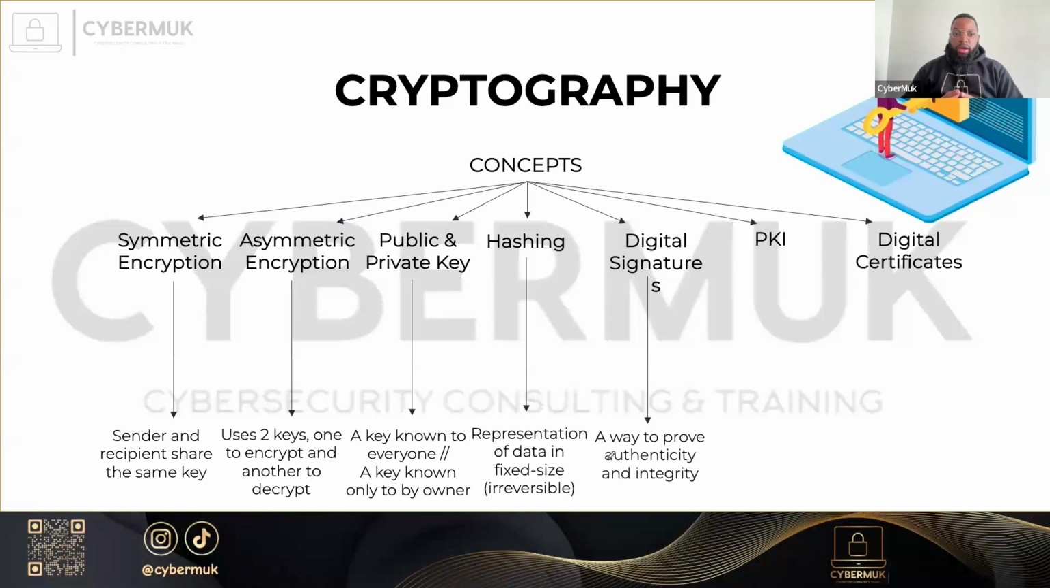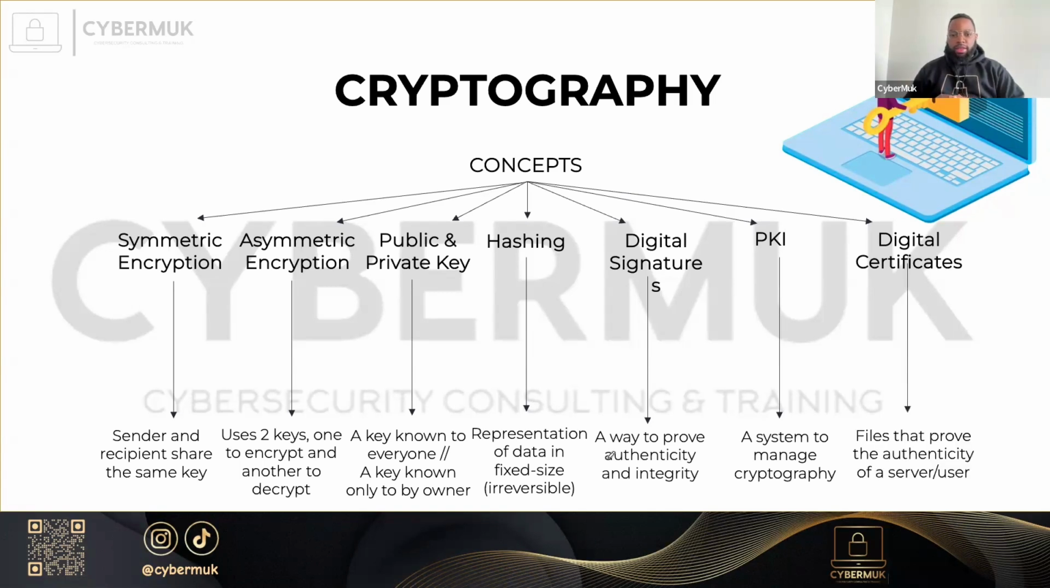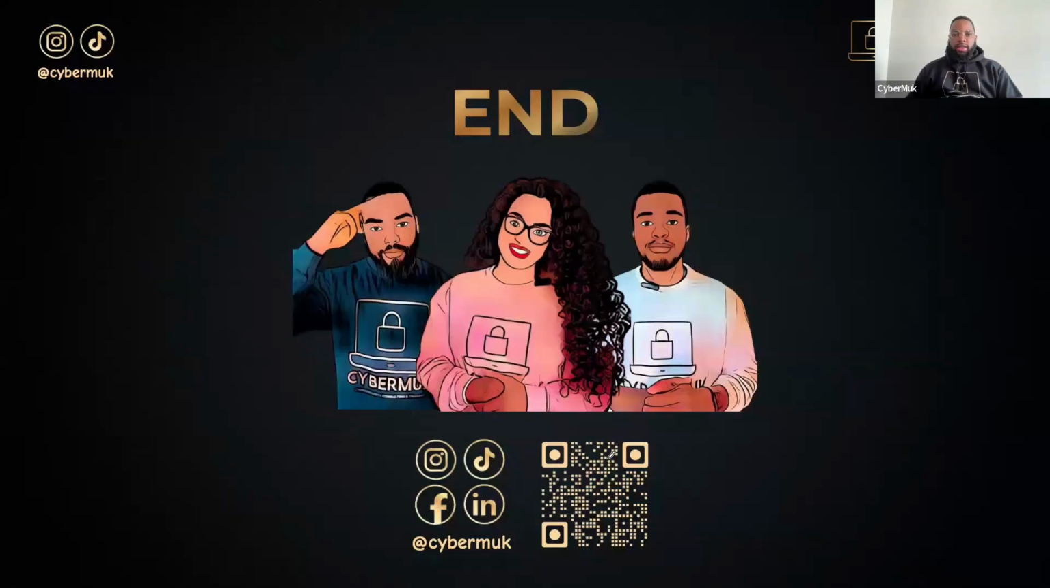Digital signature is a way to prove the authenticity and the integrity of a website, of a system, of a device. The PKI is the system that manages cryptography, the public keys and the private keys. And finally, a digital certificate is a file that proves the authenticity of a server and of a user. So with that, that's the end of domain 1 on the security concepts, and we will proceed to domain 2.